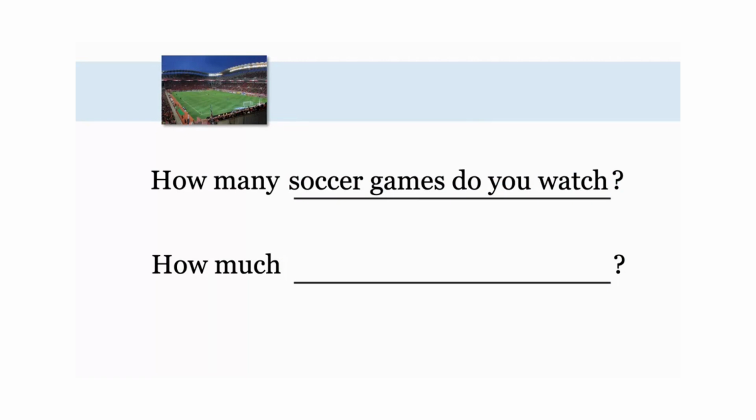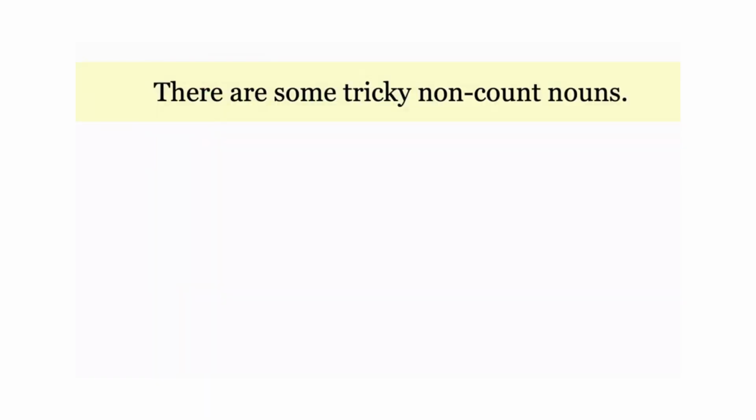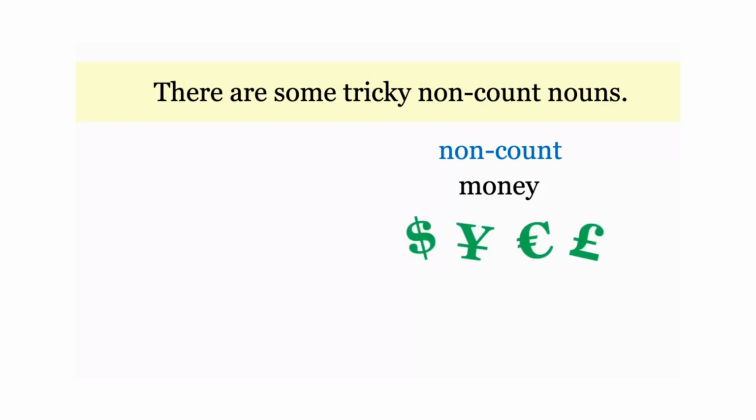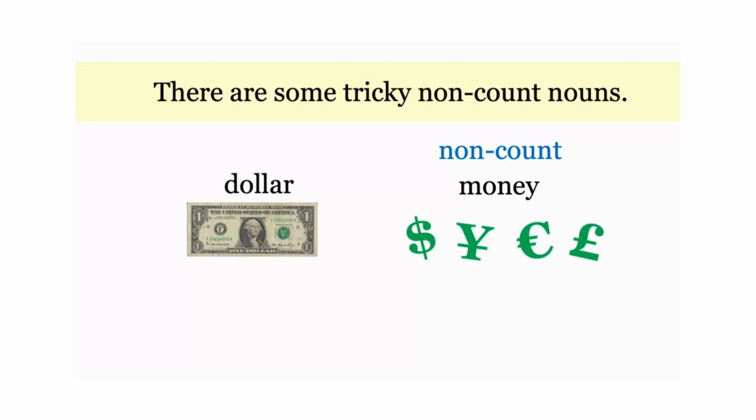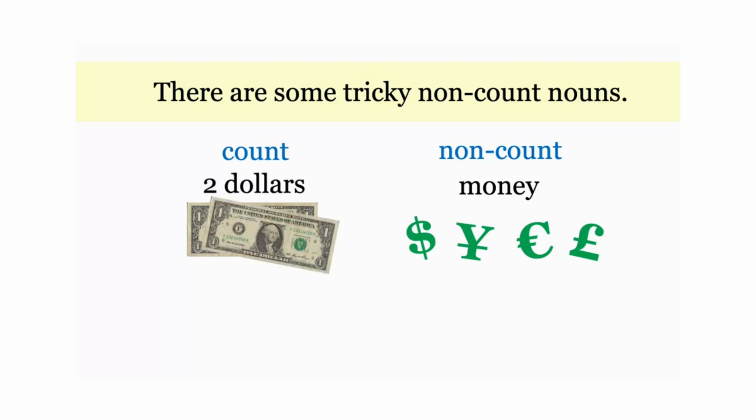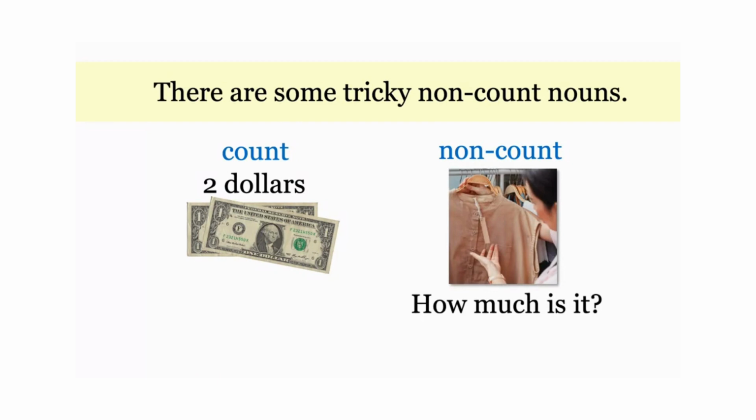There are some tricky non-count nouns. One is money. Money is non-count, and this may sound strange because, of course, we want to count money, but the word money is an idea. Dollar is different. Dollar is a count noun. I can count dollars, $1, $2. When you ask in a store, how much is it? You are asking how much because you are asking how much money is it?